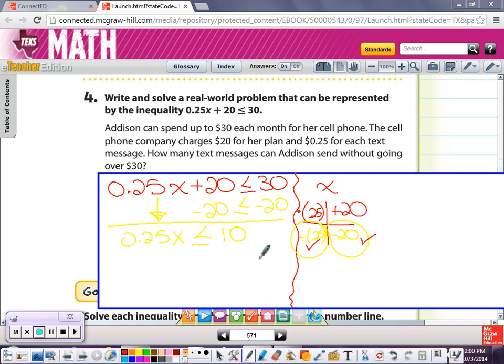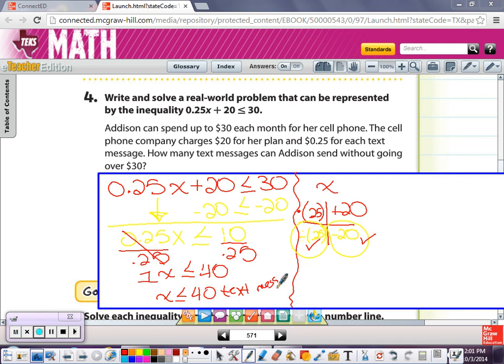Now I have to do this step. I'll use the fraction bar or vinculum. Divide both sides by 0.25. 25 goes into 25 one whole time. Since I was dividing by a positive number, my symbol will not switch directions. Now, how many quarters are there in $10? Well, if there's 4 quarters in $1, then there's 40 quarters in $10. So basically, Addison can make less than or up to 40 text messages every month.